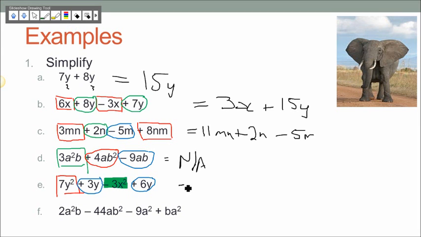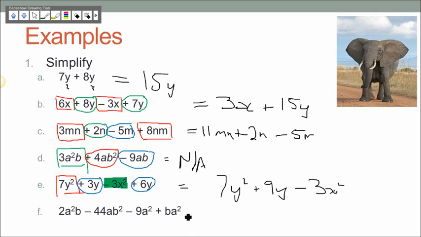Okay, so let's go to our answer now. We've got 7y squared. That's all by itself. So 7y squared. Let's do our y's now. Plus 3 plus 6y is plus 9y. And then our last one is just minus 3x squared.